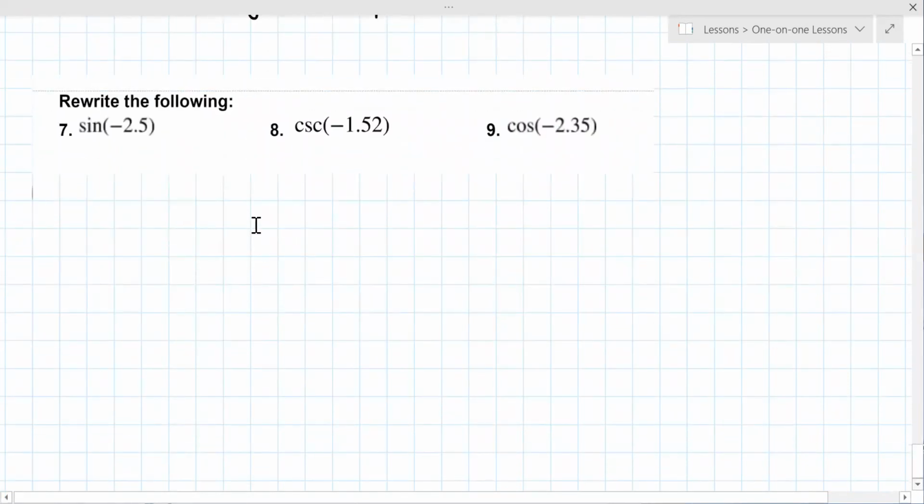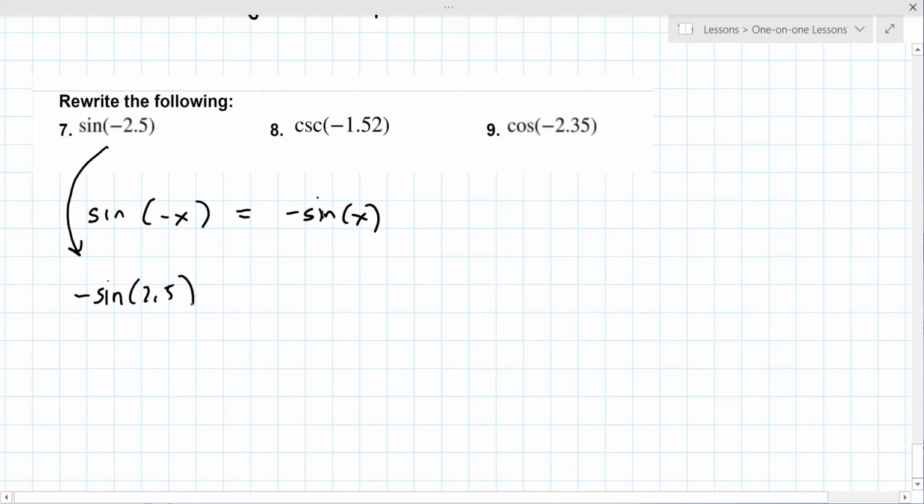Let me check. That way I can give you a... Number 7 is just negative sine 2.5. So here's what your instructor is saying: sine of minus x equals minus sine of x. What that means is the negative in here comes to the outside. That's why this is rewritten as minus sine 2.5.